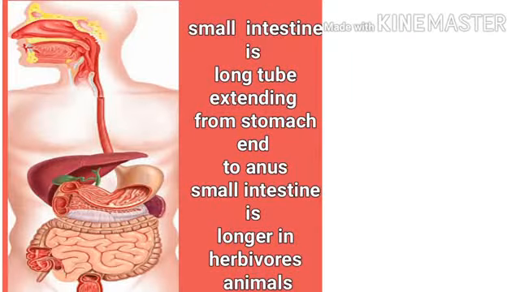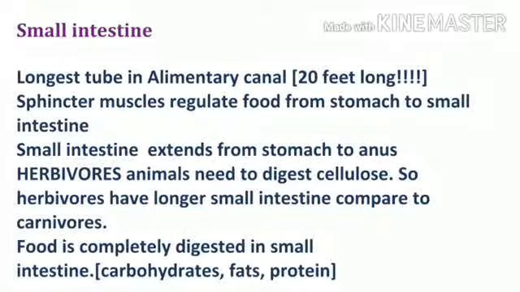The next organ in the digestion process is the small intestine. The small intestine is the longest part of the alimentary canal. It's the longest tube. The small intestine is just like a very convoluted tube. It is 20 feet long. Okay, it starts from the stomach to the anus. So highly convoluted, fitted in a very compact space. Now the small intestine is the place where the complete digestion takes place.